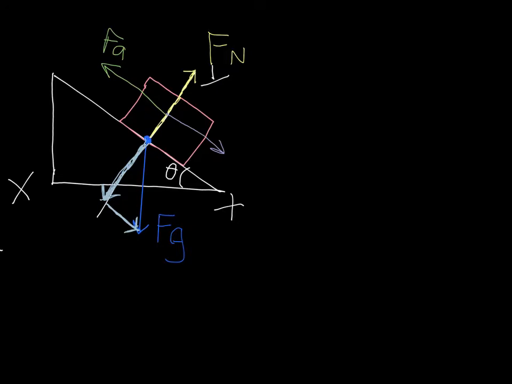So what that is telling me is that my normal force is equal in magnitude and opposite in direction to my force due to gravity that's acting in the y direction, which is this piece right here. So this vector and this vector have to be equal in magnitude and size and opposite in direction.